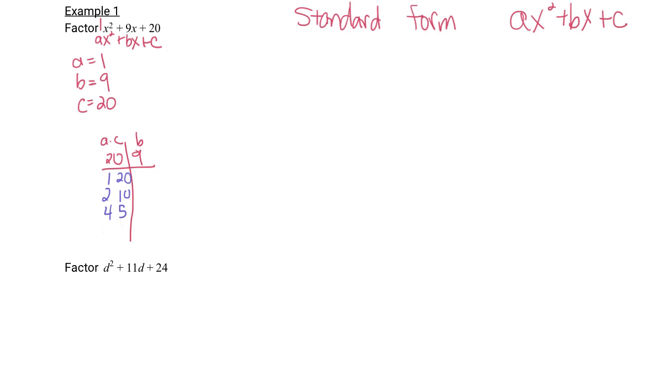For column B, I look across the row, 1 and 20. I see that, right? I'm going to add those together to get column B. So 20 plus 1 is 21. 10 plus 2 is 12. 4 plus 5 is 9. What I'm looking for are the two numbers I multiply together to get A times C, which are all these, but then I have to find the one that adds up to B, and that's only one option, and it just so happens to be this bottom option, 4 times 5, okay?